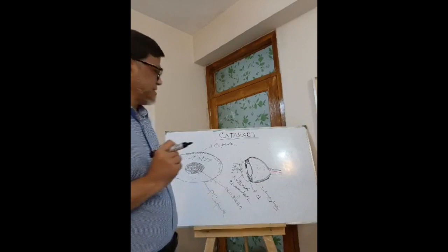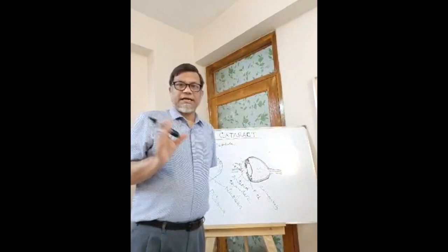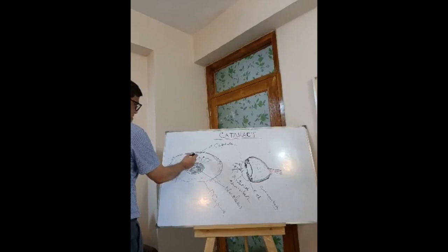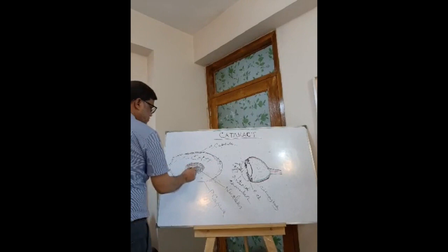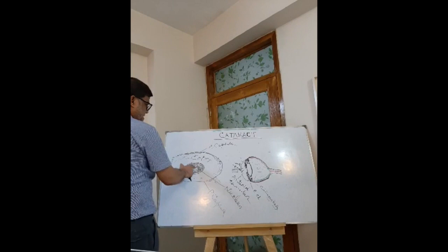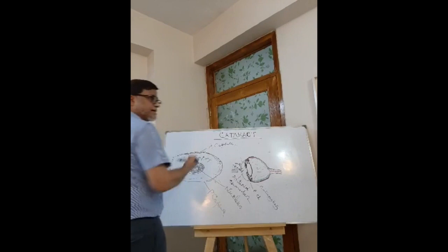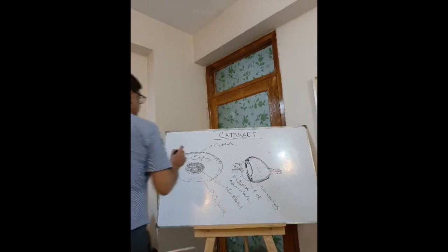No cell in the lens dies. These cells will convert into fibers. This is cuboidal, then columnar, then fiber. Actually, the nucleus is dense fiber. In our cataract surgery, this is the opening, and then we evacuate this nucleus and cortical matter. So you see the importance of this lens.